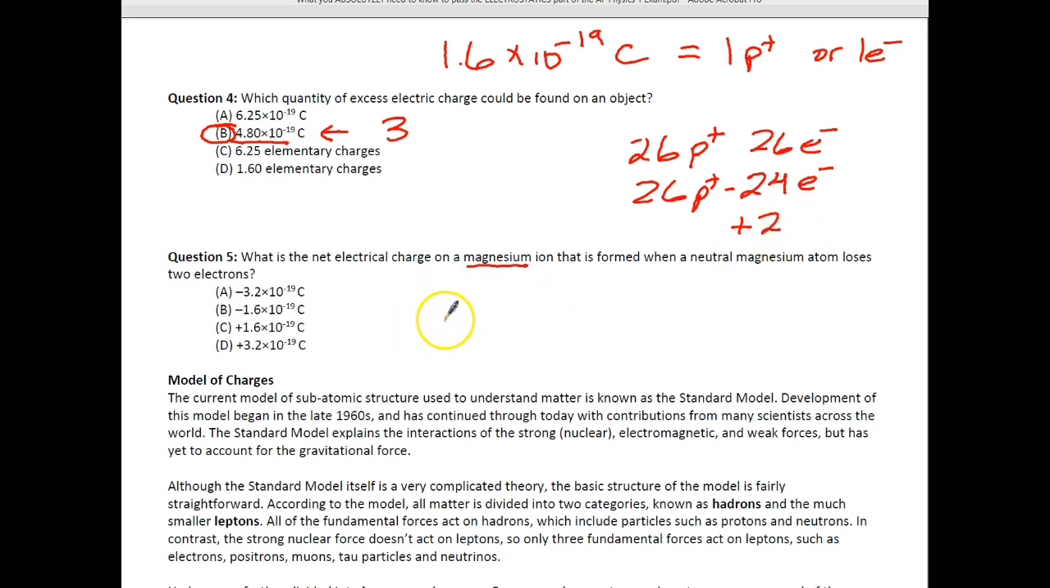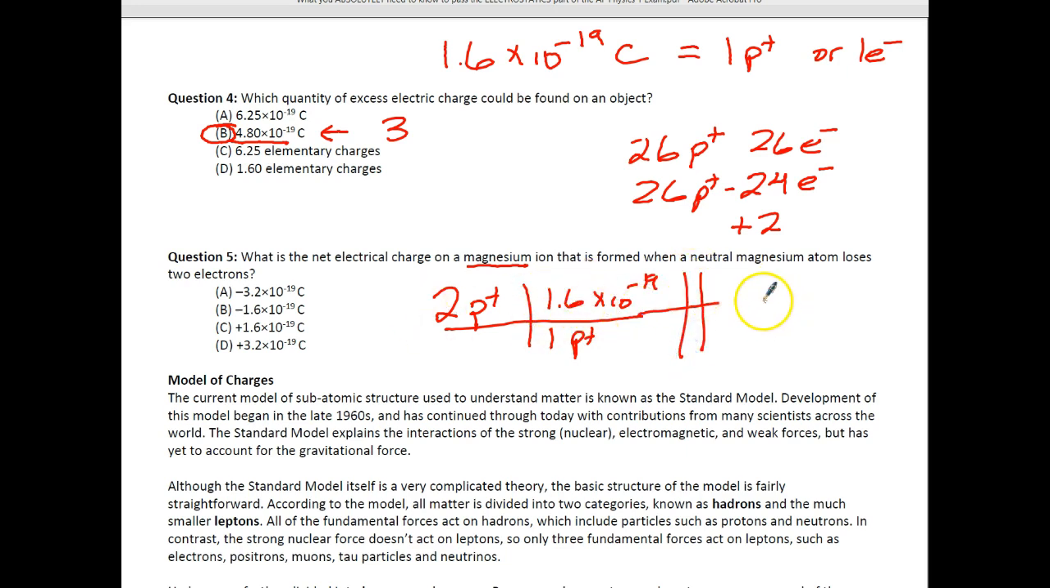So now we need to figure out what is the charge there. We have 2 protons, and we know that each 1 proton has a charge of 1.6 times 10 to the negative 19th. Remember, this is positive because it's a proton. And when you multiply the two together, you end up with 3.2 times 10 to the negative 19th coulombs. And that will be answer D, not answer A, because this one is negative, so it can't be that. These are not a multiple. This is just a single charge. So our answer here has got to be letter D. And that is the end of the first section of the notes for electrostatics.